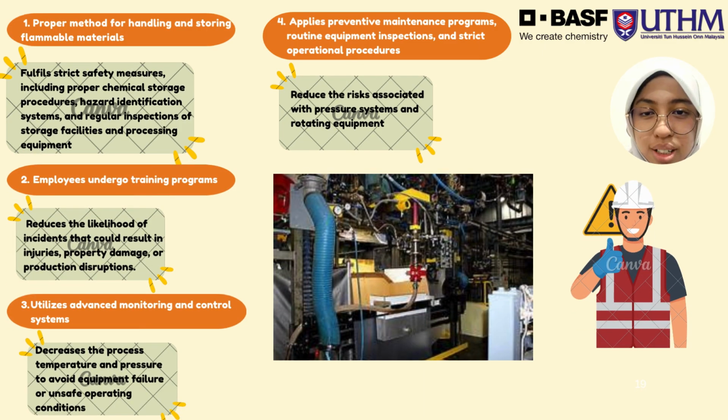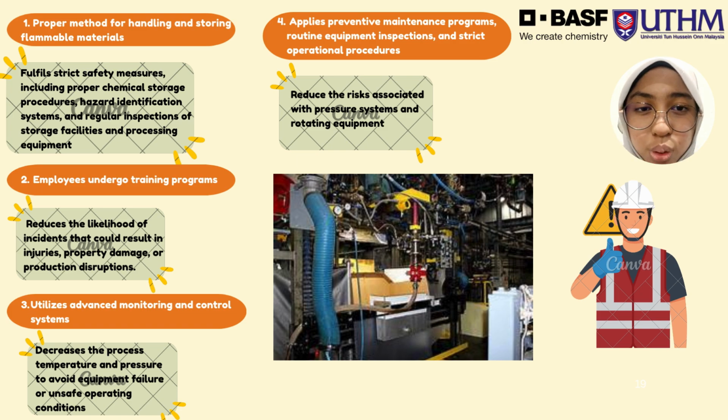Okay, so let's see the occupational safety and health measures that have been provided by BASF to the employees. Firstly, BASF has a proper method for handling and storing flammable materials. BASF fulfills strict safety measures, including proper chemical storage procedures, hazard identification systems, and regular inspection of storage facilities and processing equipment. Second, the employees undergo training programs.